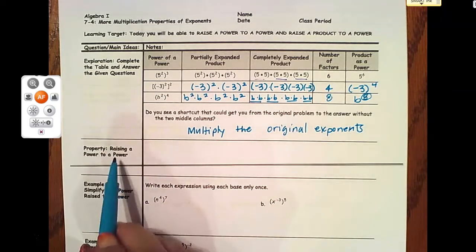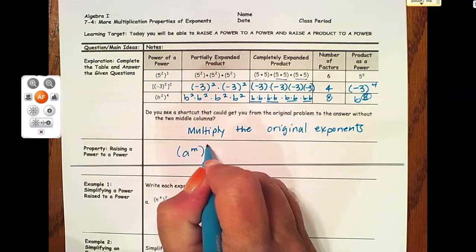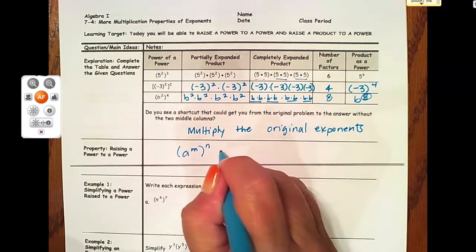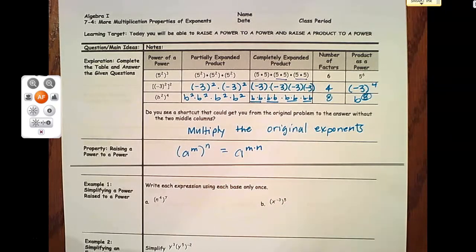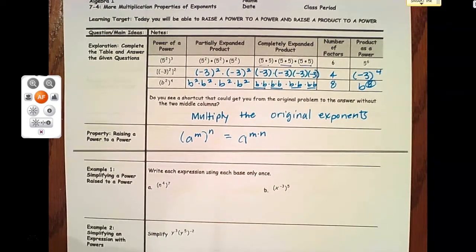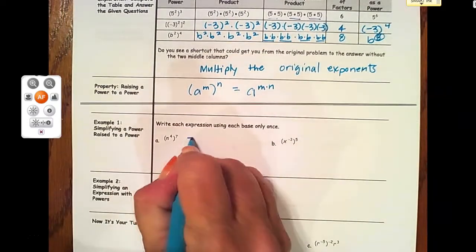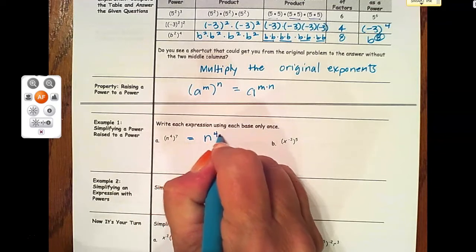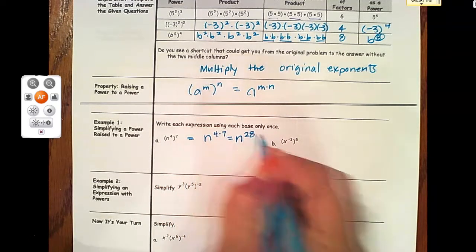So the property is raising a power to a power. If I have some number raised to a power and then another power outside of the parentheses, I can get my final answer by multiplying the 2 numbers. So let me show some teacher-led examples. Here we have an n to the 4th power, and that quantity is raised to the 7th power. So I'm going to show my work like this. N to the 4th, 4 times 7, final answer, n to the 28th.